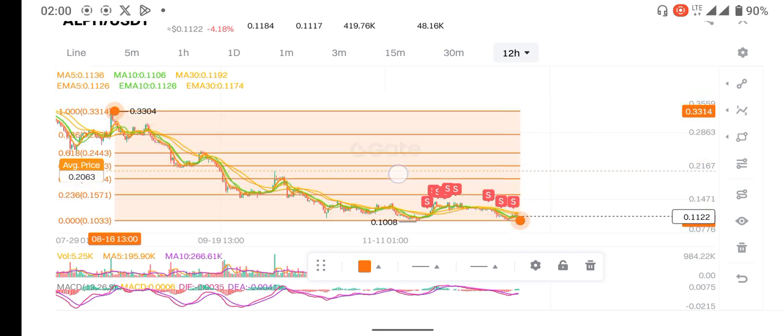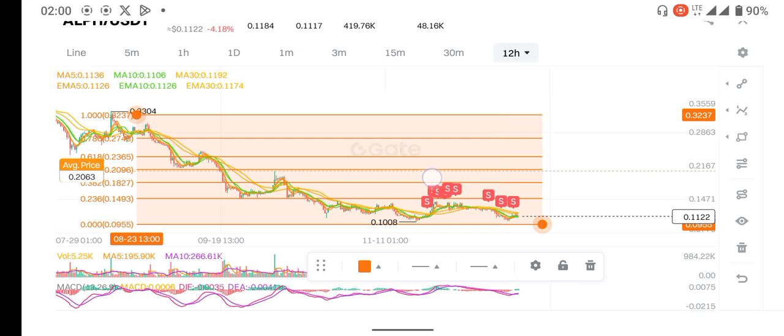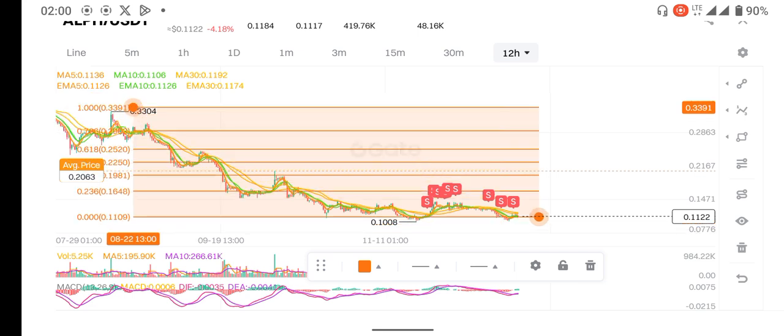Okay, so we have 61.8%. The price is going to reverse to 0.25 at 61.8%, and at 78.6%, we're expecting approximately 0.2863. That's what we're expecting the price to reverse to, which is very remarkable.